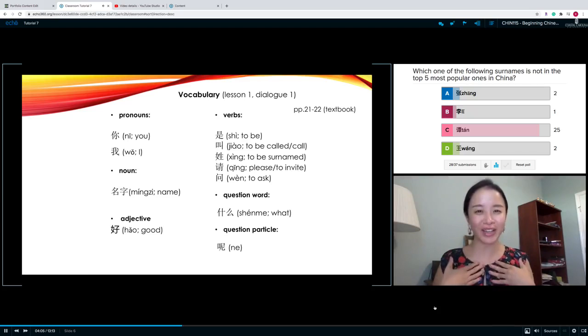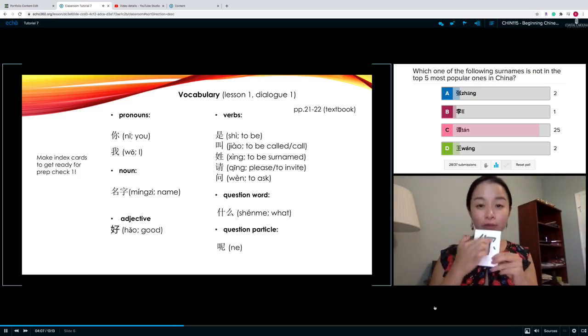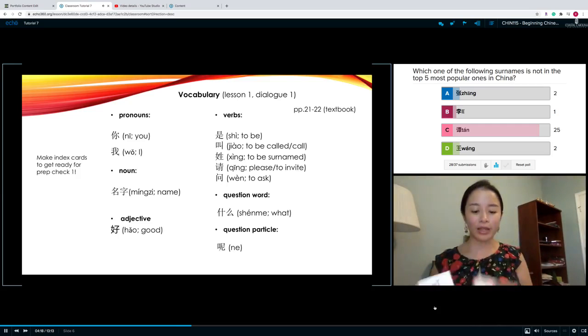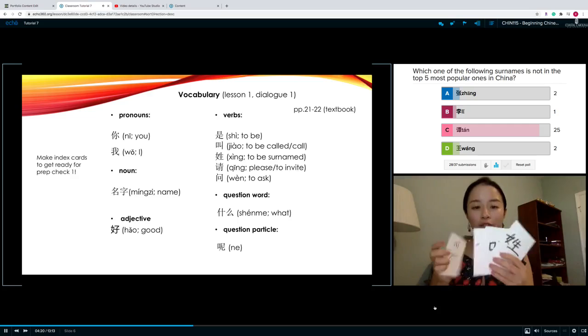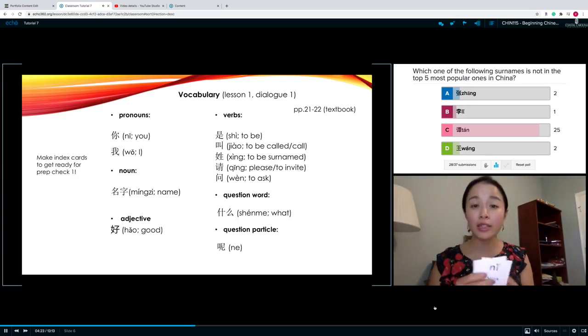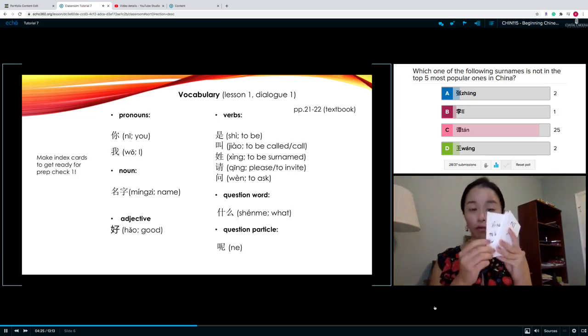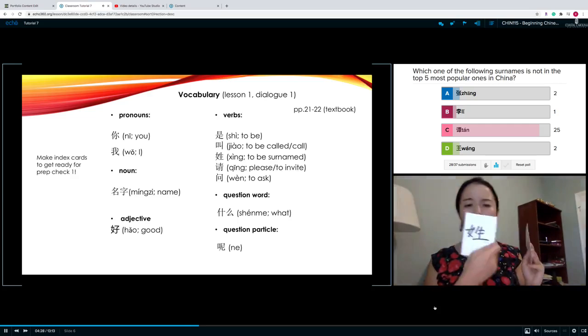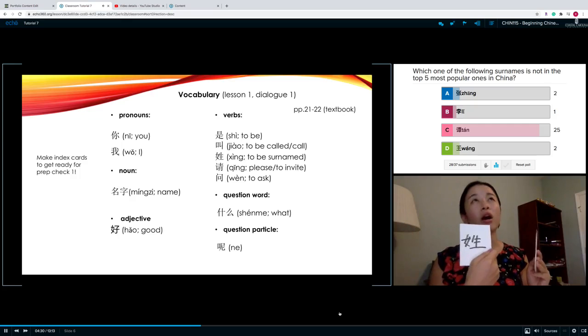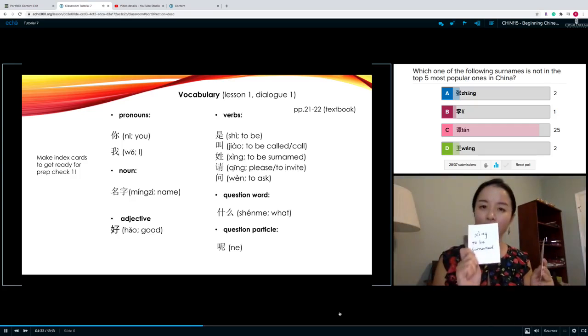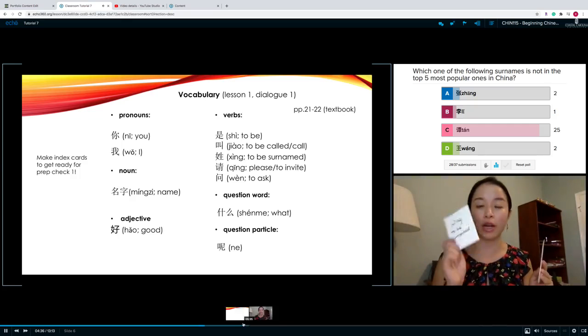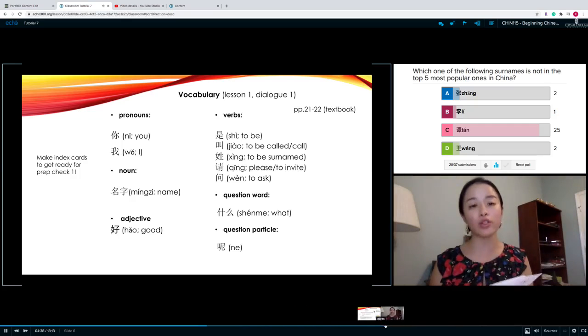I write the character of 你 on this side, and on the back, I wrote down the pinyin and the English translation. And I did the same thing for other characters as well. So what I do is I study these characters and then I test myself with the index cards. Oh, do I know this one is 姓? Am I right? And I check the back to see whether I memorized the character. So this is one way to learn. And it's proven to be very useful.